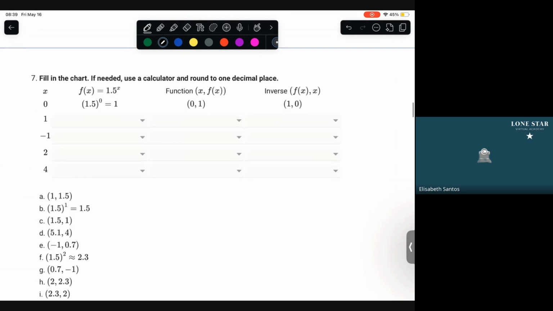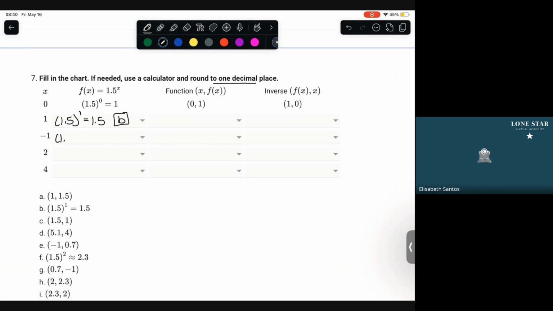Okay, so number 7, they want us to fill in the chart. If we need to round, we're going to round to 1 decimal place, which is the 10th place. Basically what they want us to do is plug in the x values to find our y's. They did 0 for us. 1.5 to the power of 0 equals 1. And then let's do 1.5 to the power of 1, which is 1.5. And that is letter B.